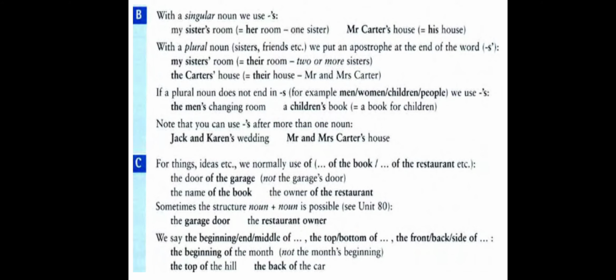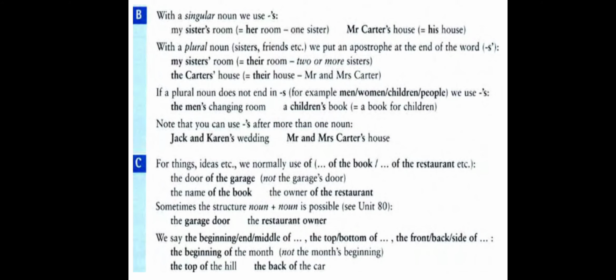For things, ideas, etc., we normally use of. The door of the garage. Here the garage is a thing, so we use of for possession. We don't say the garage's door. The name of the book. Here we speak about the book, and the book is a thing, so we say the name of the book. We don't say the book's name. The owner of the restaurant. Here the restaurant is a thing, so we don't say restaurant's owner. We say the owner of the restaurant.